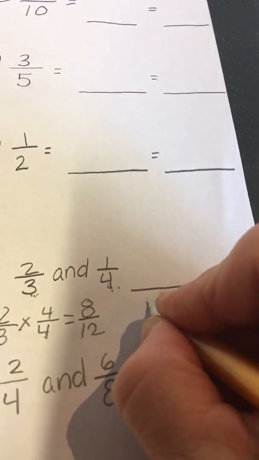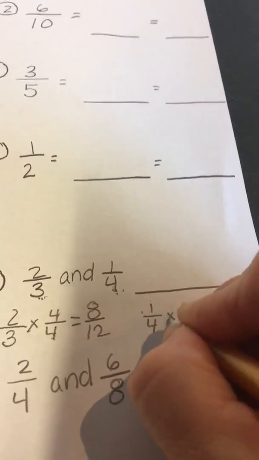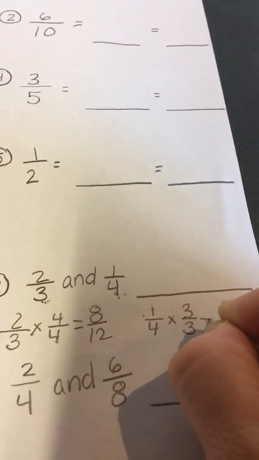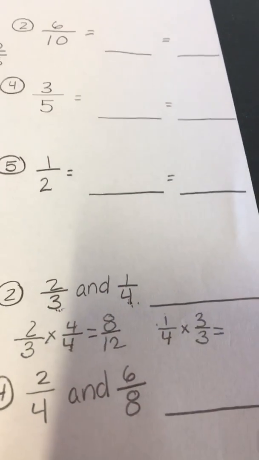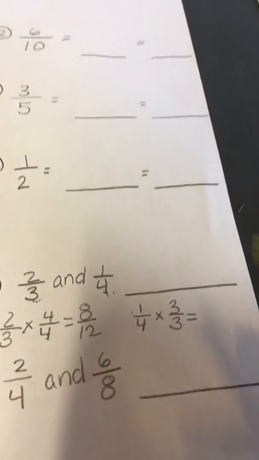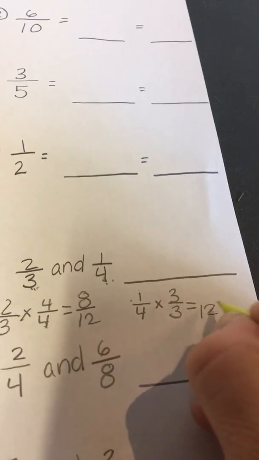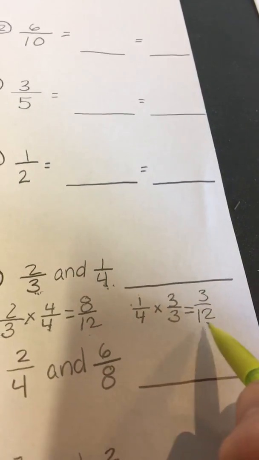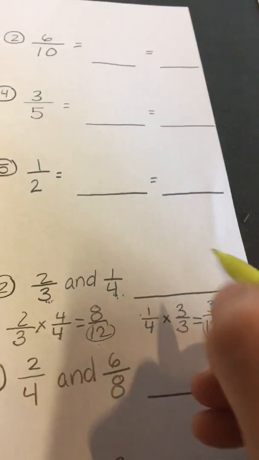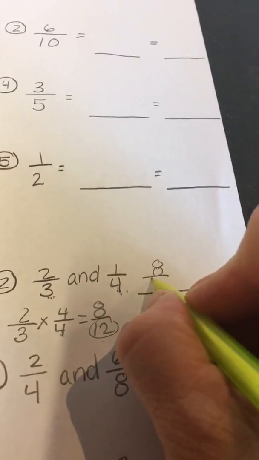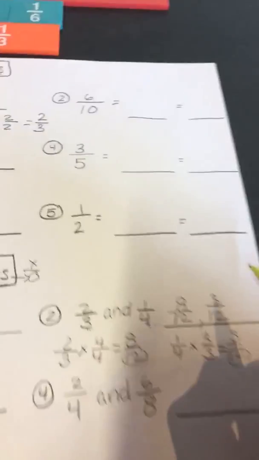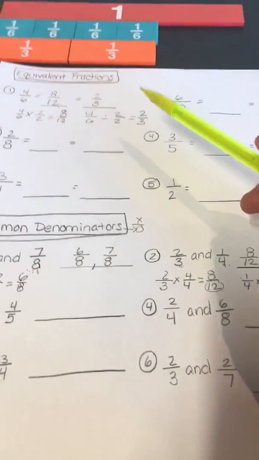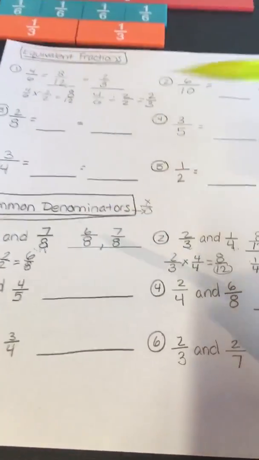And then let's see, 1/4 times 3 over 3. Again, if I do it to one, I have to do it to the other, top and bottom. So 4 times 3 is, oh, my lead died. Grab a different pencil. Quick. Okay. 4 times 3 is 12, and 1 times 3 is 3. So now I have 8/12 and 3/12, which both have the same denominator. So I've answered the problem correctly because they have the same denominator. So there is how to do the equivalent fractions and the common denominators.